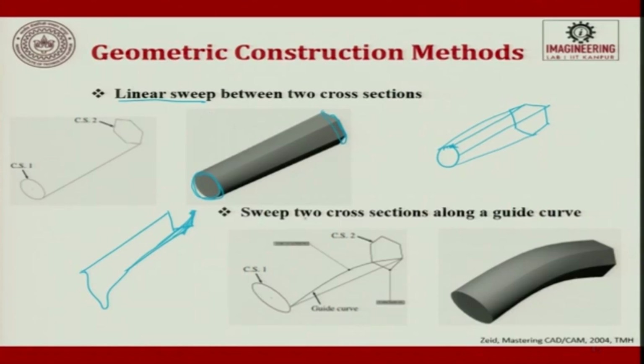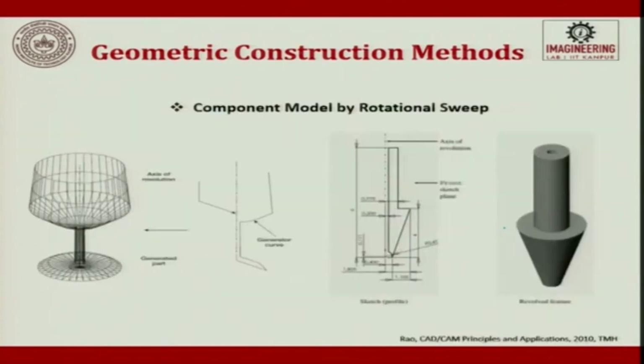Next is sweeping two cross sections along a guided curve. So, you have two cross sections and you have given only the guide curve, and then it tries to join. You can try it, because this was a straight line and this is a curved one. Now, look at how complex jobs can be made easily just by using translation and sweep. This was linear sweep, this was a sweep along a curved path.